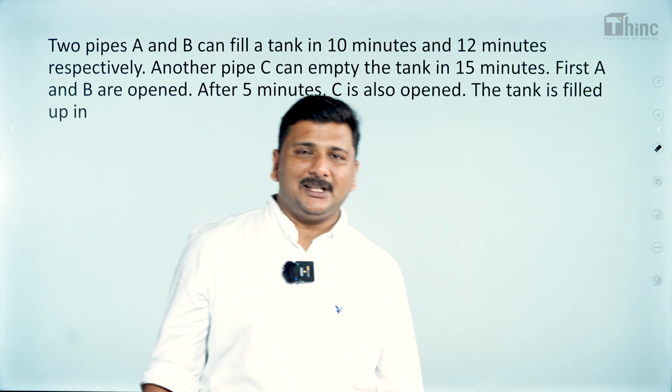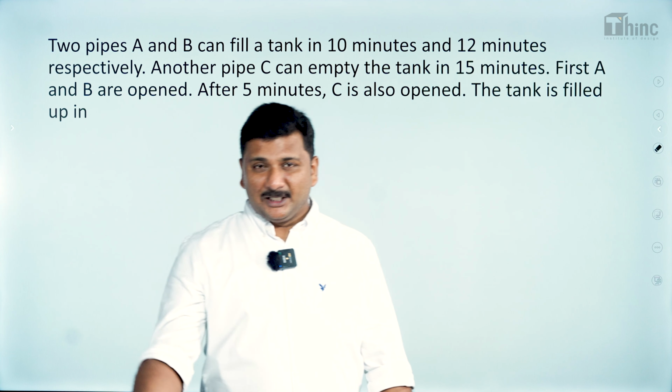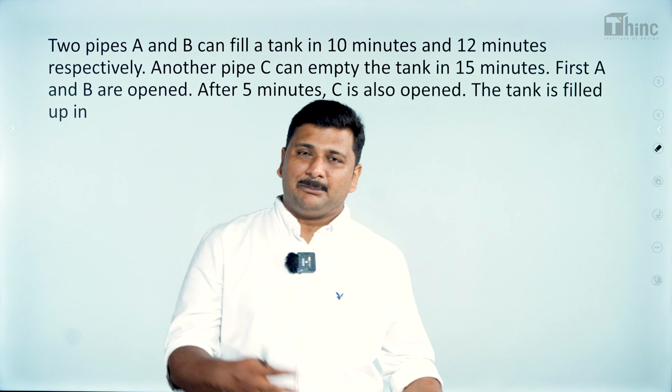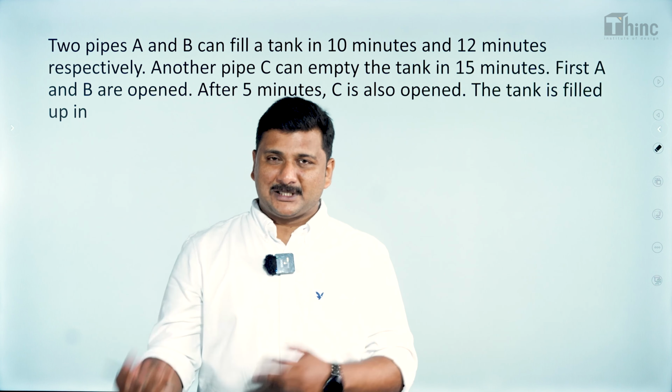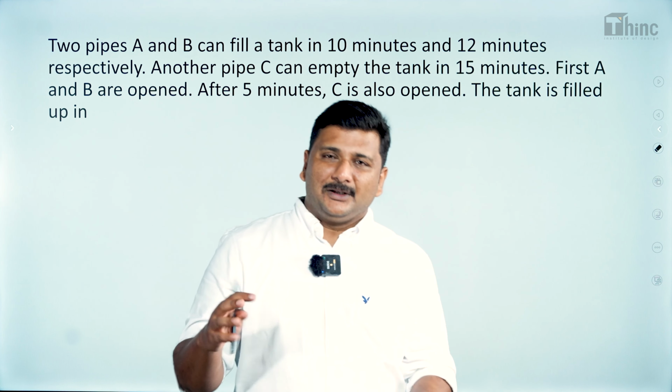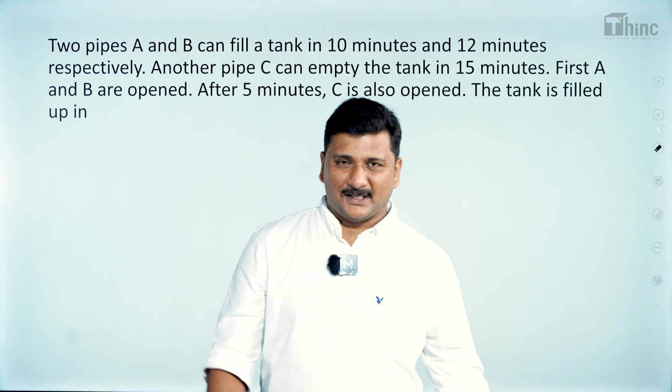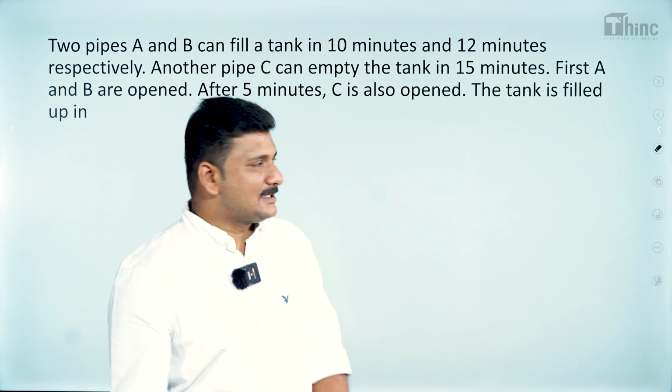So if a pipe is emptying, that means that many units are emptied per hour. We have to find out how many units will be filled if the empty pipe is also working, or if the empty pipe is not working. In that way, using the LCM approach, assuming the LCM as the total work, we can do all these kinds of questions. So I believe this much is clear for you.